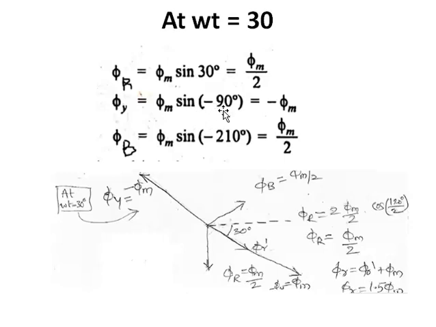30 minus 120 is minus 90, and sine of minus 90 is minus 1, that is minus phi m. And phi b is what? Phi m into sine of 30 minus 240, that is minus 210, that will come as half, 1 by 2, phi m by 2. Now we have three vectors. So first vector phi r, how much is phi r? Phi m by 2. So phi r is phi m by 2, and phi y is minus phi m.